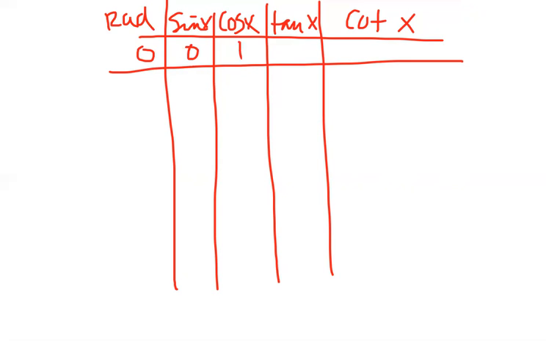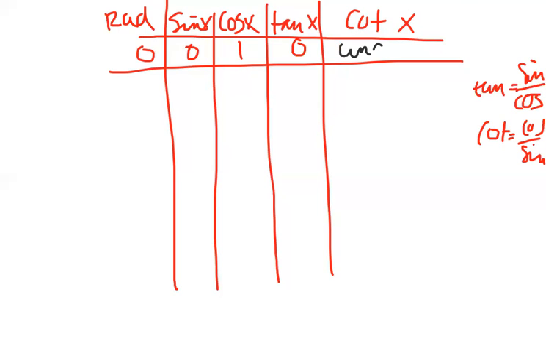So if you think about tangent in terms of sine over cosine, you take 0 and divide it by 1, that's just going to give you 0. Now remember, cotangent is cosine over sine. So this one would be 1 divided by 0. So what would happen here? This would be undefined. Okay. So now let's keep going.